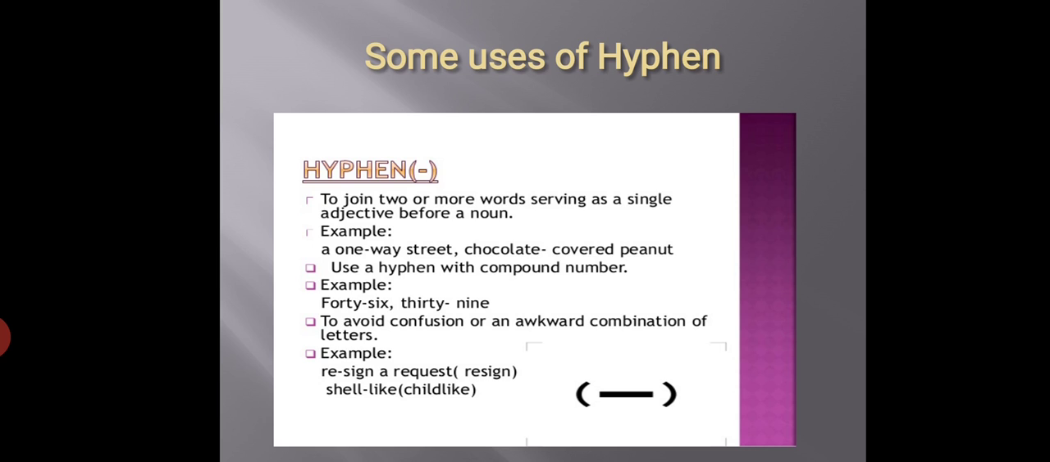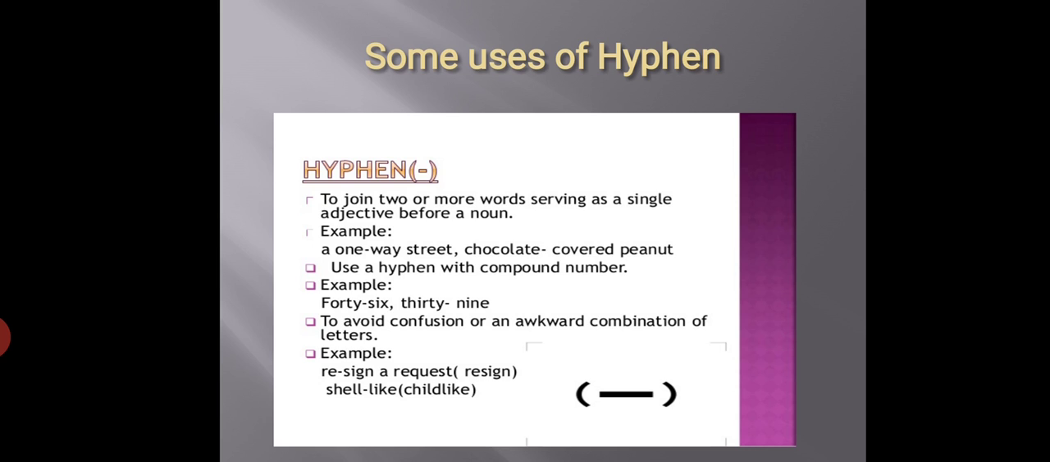First of all, hyphen is used to join two or more words serving as a single adjective before a noun. For example, a one-way street, chocolate-covered peanut. We can also use hyphen with compound numbers. For example, 46, 39, 55, and any other number.